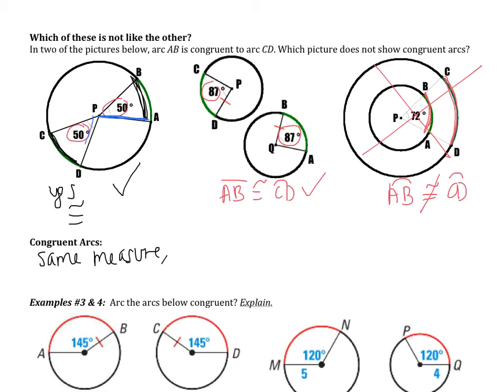Here's one radius, here's another radius. They're the same. Second picture, this radius is congruent to this radius because it's marked. Third picture, I have one radius and I have another radius that are clearly not the same. That's the important part: congruent arcs have the same measure and they have the same radius or congruent radii.